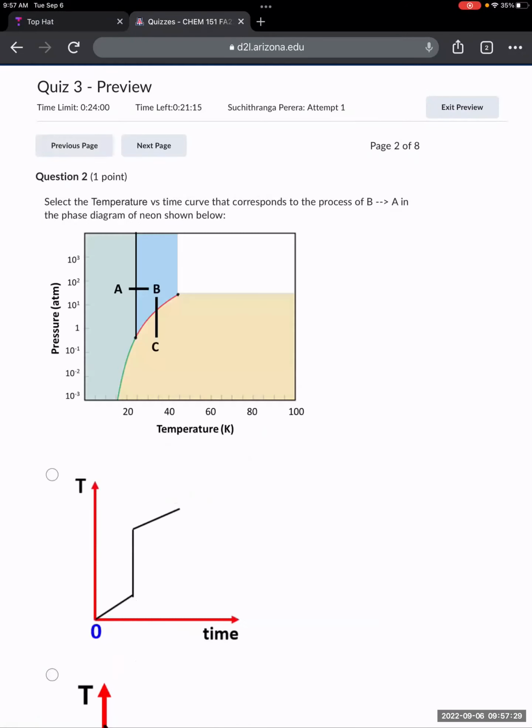Moving on. Select the temperature versus time curve that corresponds to the process of B to A in the phase diagram of neon shown below. Okay, so B to A.